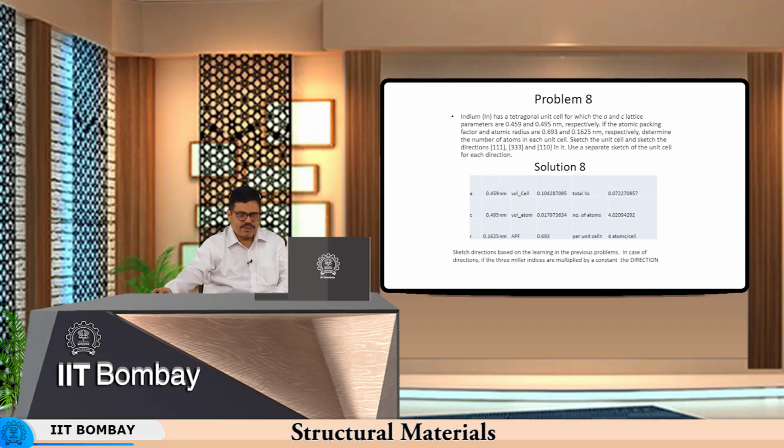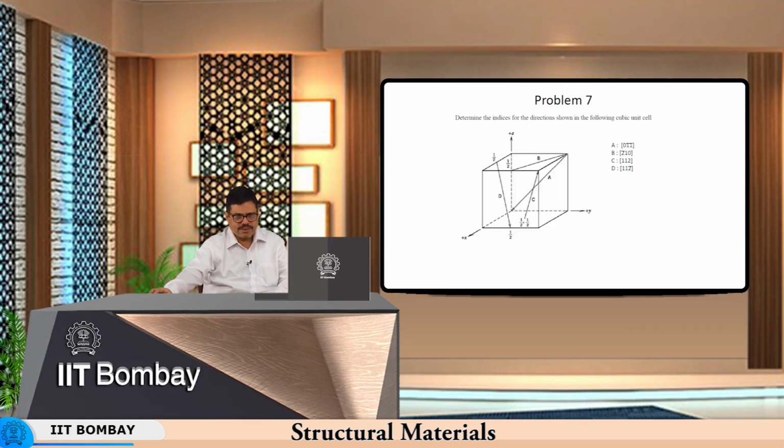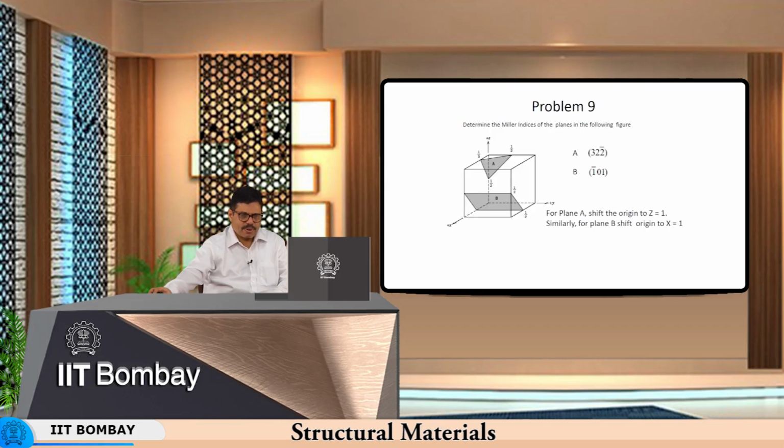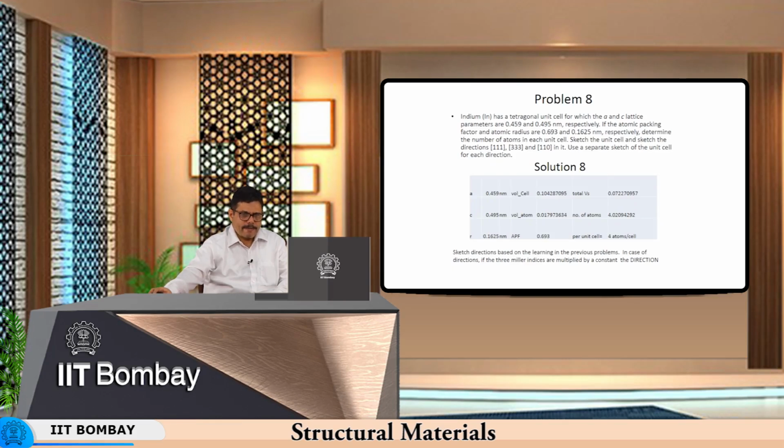However, 1 1 0 is a different direction. So you have 1 1 and 0. In the previous exercise we had done bar 1 1 0. So instead of this going to the negative side, x is on the positive side. So it is 1 1 and 0. So your vector will be something like this. So that is it.